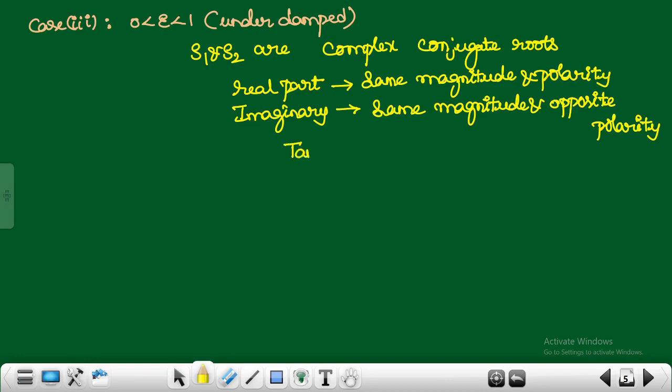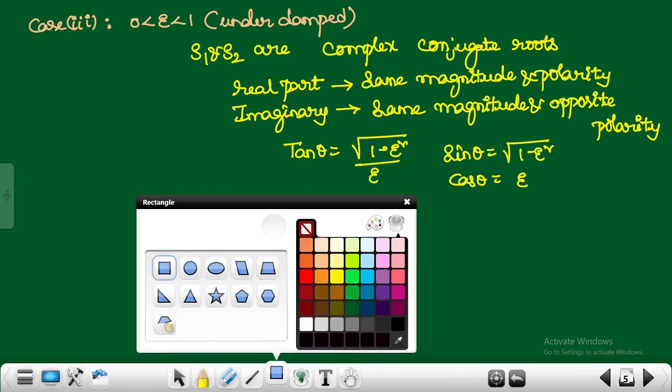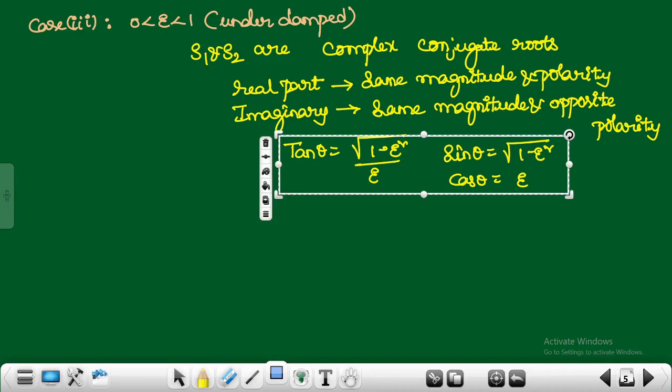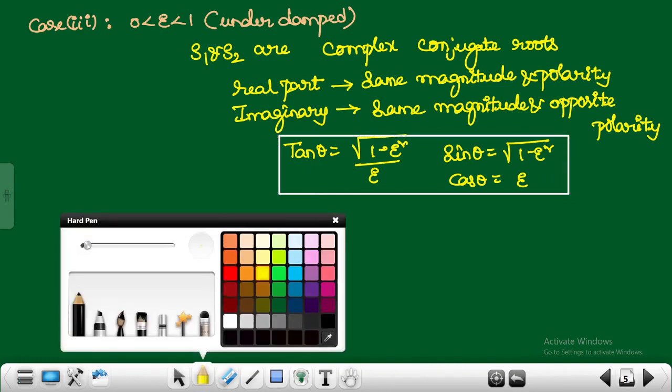In this case you are going to get tan theta equals under root of 1 minus zeta square divided by zeta, sin theta equals under root of 1 minus zeta square, and cos theta equals zeta. I will show how you are getting this. These formulas are very important, so all of you should note them down.